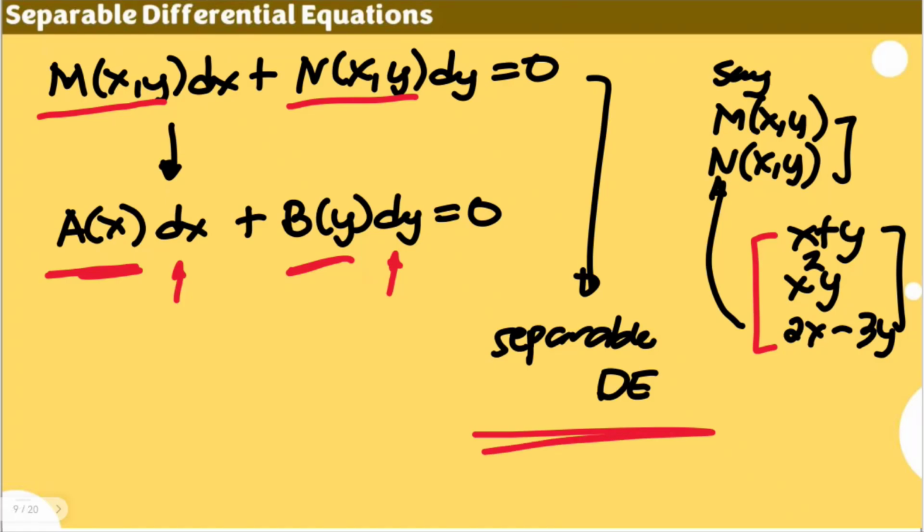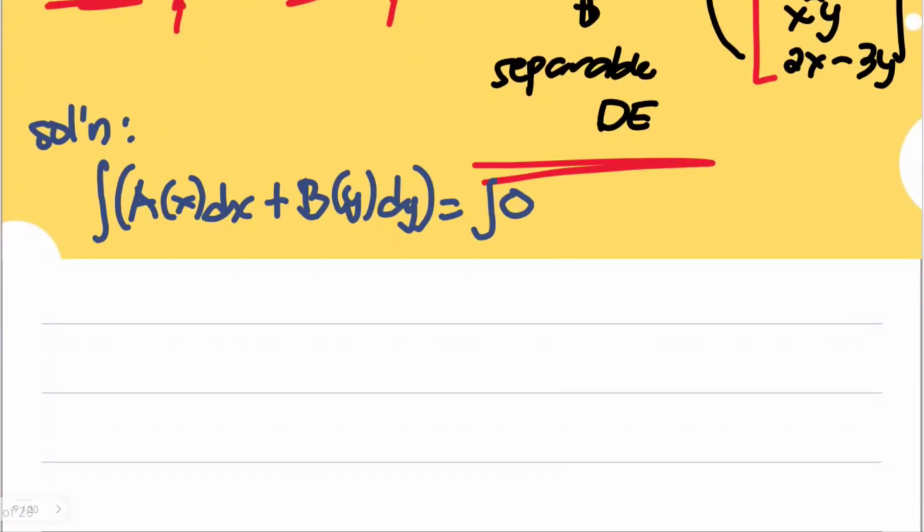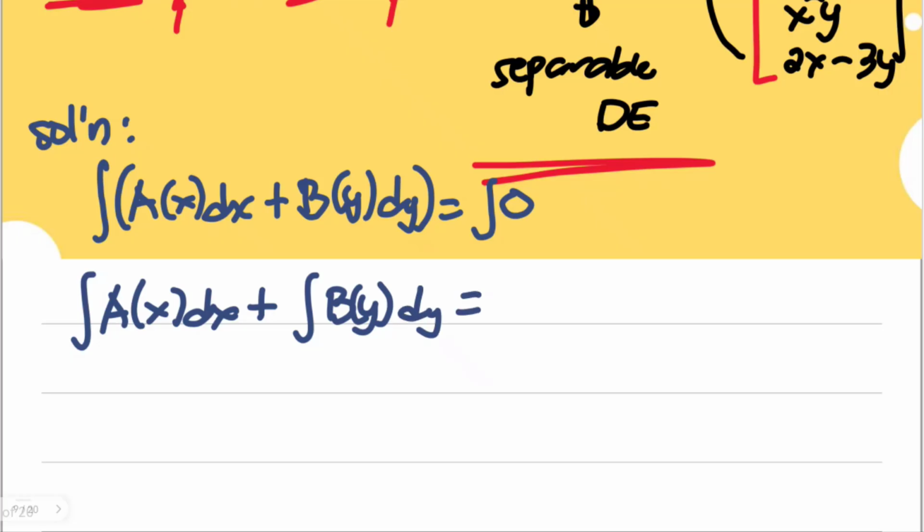And if we can guarantee that it's separable, then we can simply say this solution. The solution of a separable differential equation is by integrating both sides. So by integrating A(x) dx plus B(y) dy is equal to the integral of the other side, which is 0. In that sense, you're just going to integrate A(x) dx plus the integral of B(y) dy. Of course, the integral of 0 is just actually a constant. So the constant is the integral of 0.